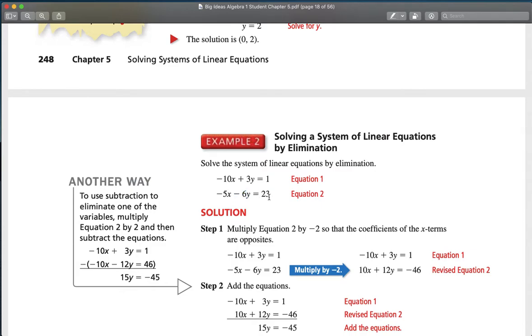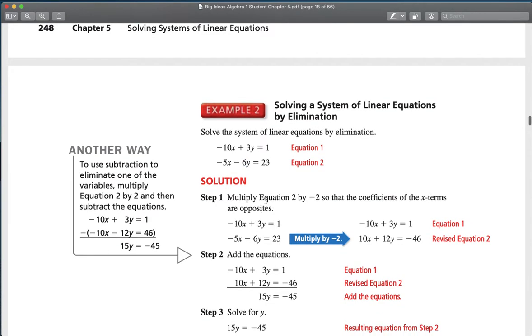You have to multiply either equation 1 by 2. And why does that work? Because if you multiply the entire equation by 2, what happens to the coefficient in front of the y? We get 6. And 6 is the opposite of -6. Now, what the solution actually wants you to do, because of course they're a little bit complicated, is revise equation 2. So you're actually going to change equation 2 by multiplying it by -2.